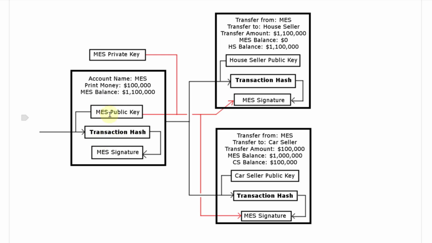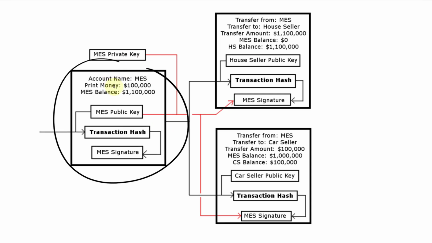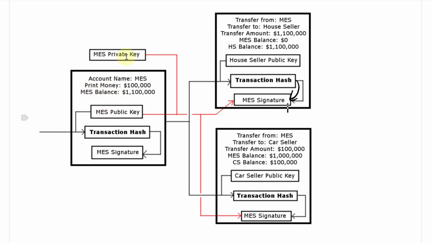Anyways, let's continue further. Now here we sign two transactions, or we copy and paste and just sign two transactions. So here's the double spent one here. Transfer to the house seller. We transfer amount 1,100,000. MES balance is 0, and the house seller's balance is 1,100,000. And then we combine the house seller's public key, which is public, anyone can see it, just a public address. We combine this entire hash into the transaction hash with the public key, and it creates a digital signature that is signed by the private key right here.